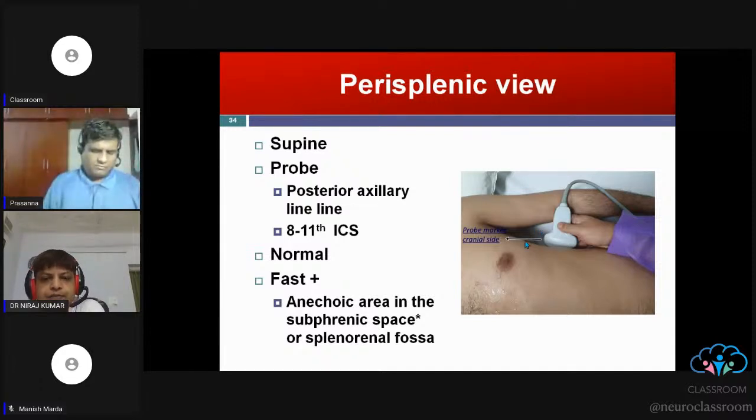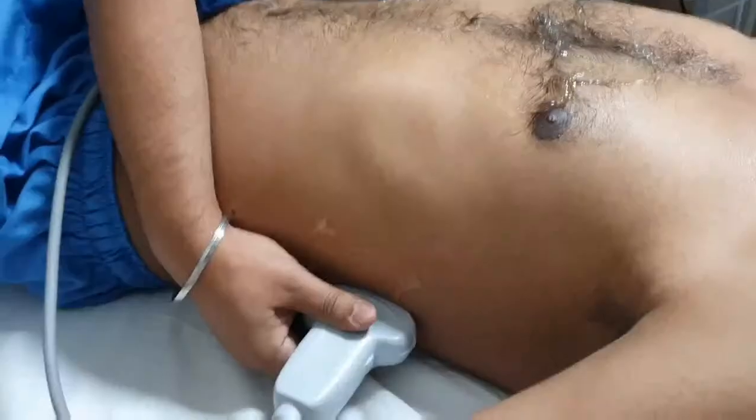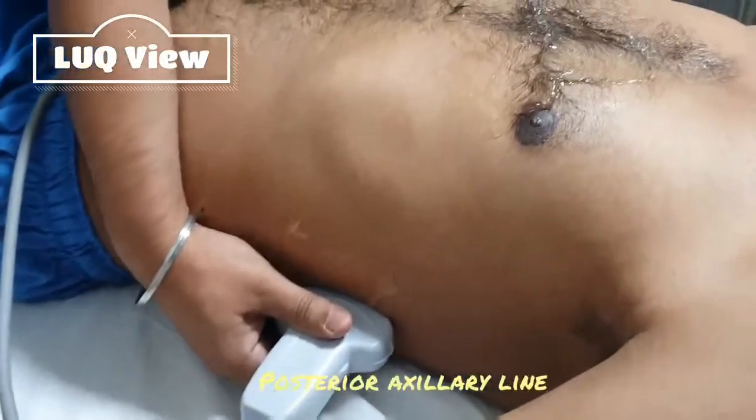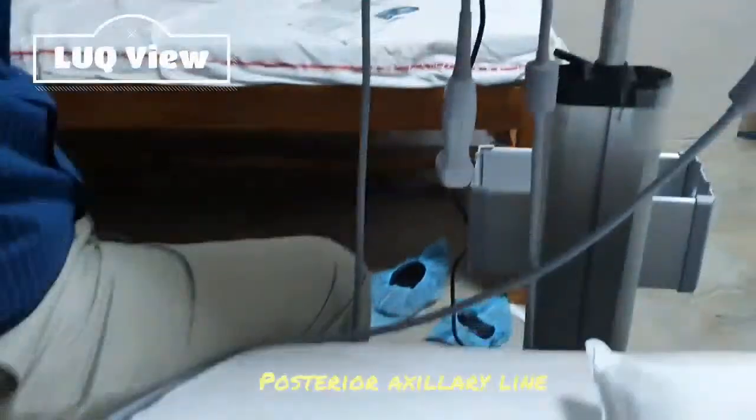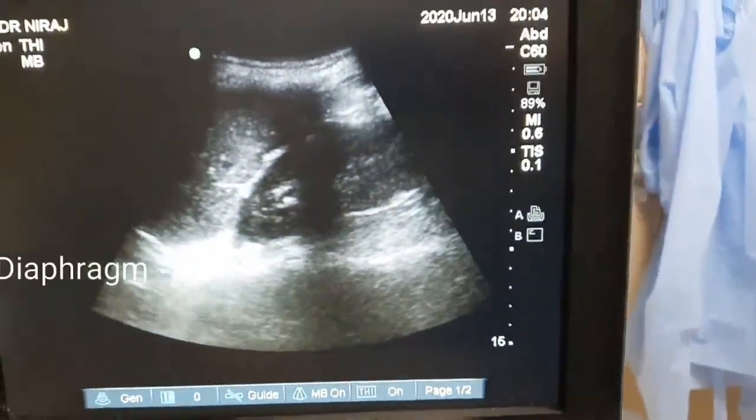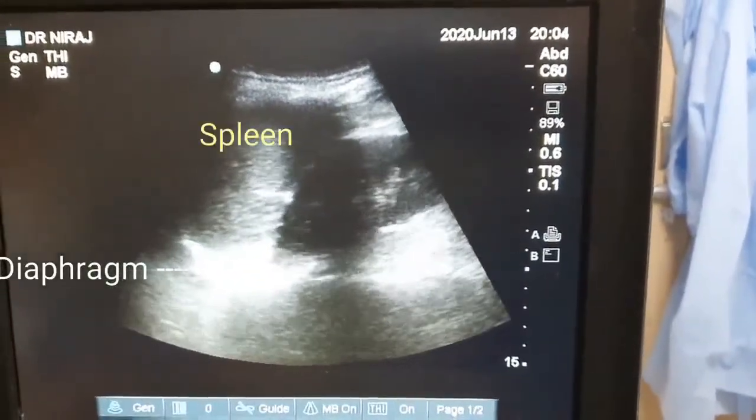To obtain this image, we have to see any anechoic area between the diaphragm and the spleen, and between the spleen and the kidney. So we have a video for that. This is the left upper quadrant view of the FAST examination, showing no anechoic area around the spleen, so it represents a normal FAST examination.